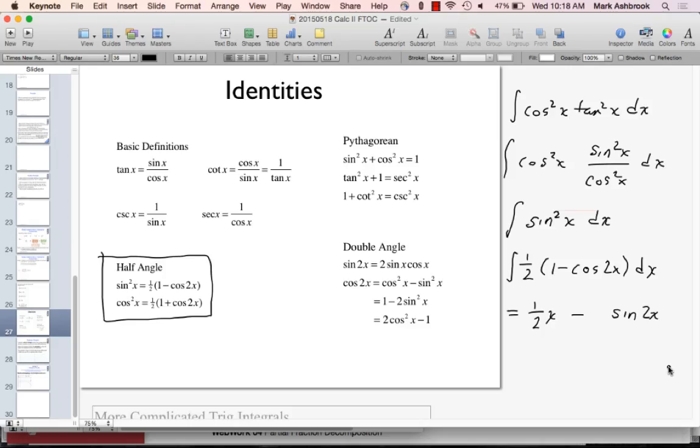Because it's 2x, we think about taking the derivative. That's going to mean we need a 1/2. But then we already have another 1/2. So we're going to need 1/4. So I skipped a step there. I actually distributed in my head and then did each one separately. Plus C.